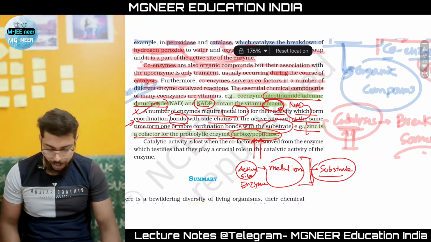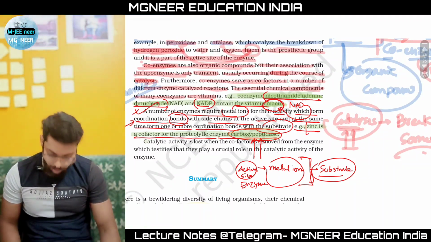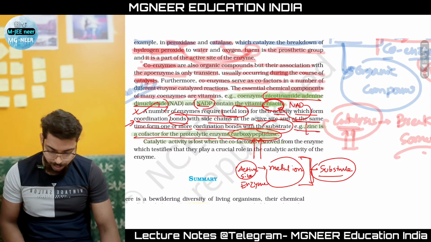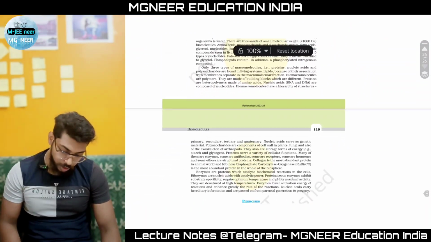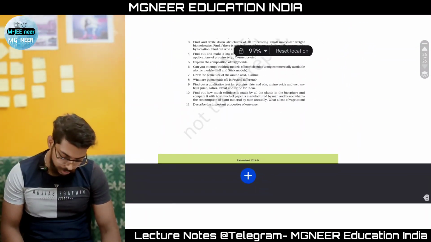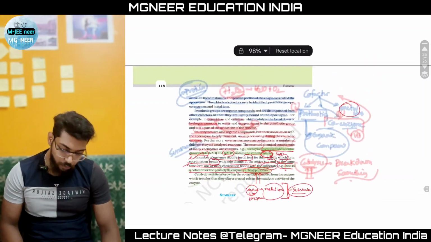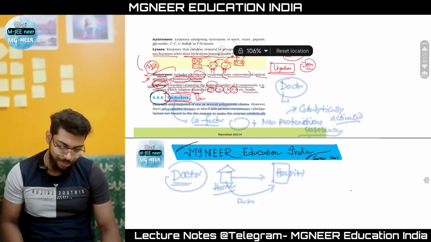These are the three cofactors which I have talked about. Catalytic activity is lost when the cofactors are removed from the enzyme, which testifies that they play a crucial role in the catalytic activity of the enzyme. So they play a very crucial role. So in the summary, there is nothing much, and we have finished our chapter named biomolecules.